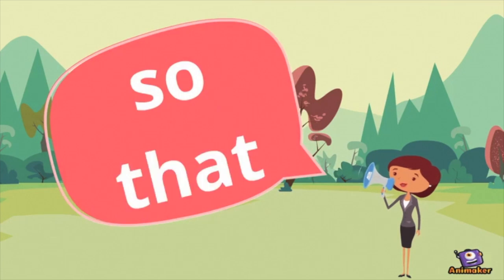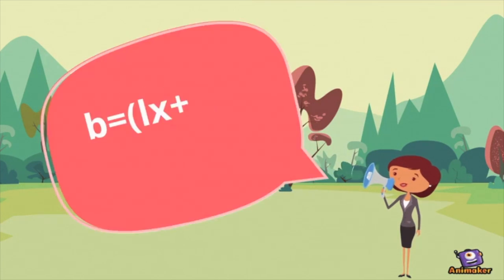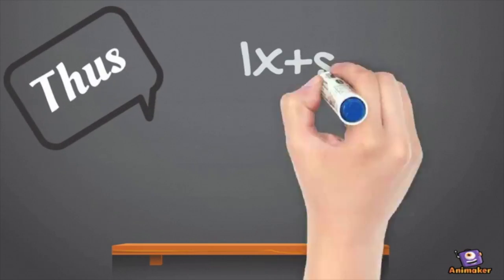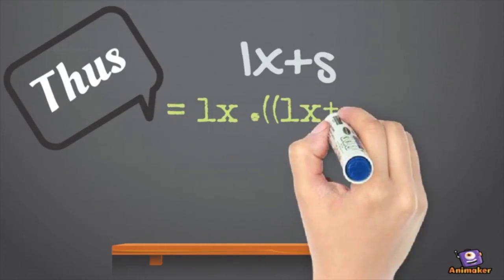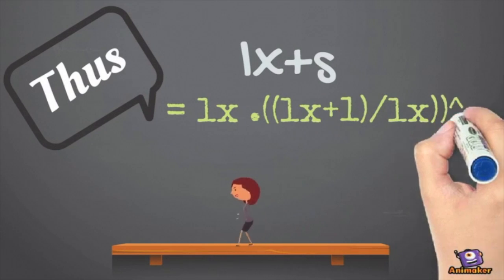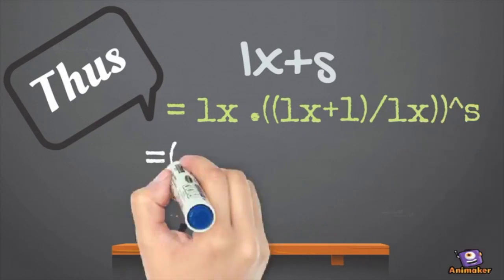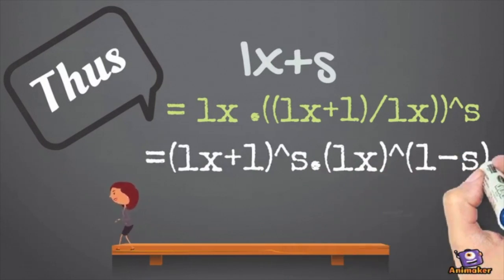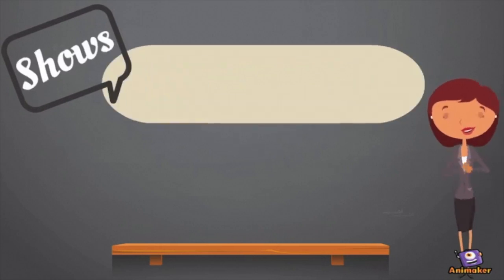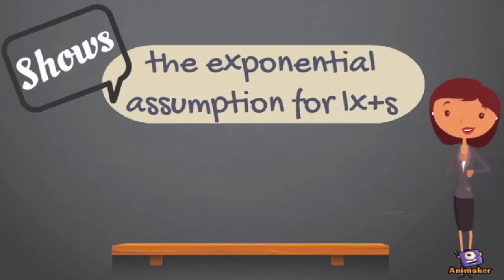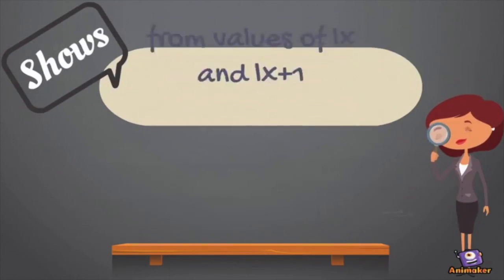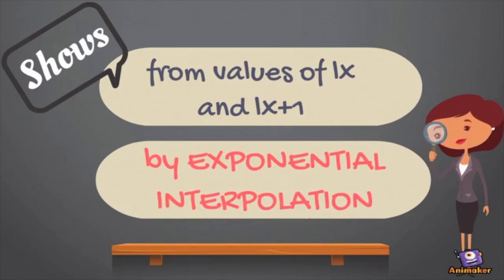So that b is equal to Lx plus 1 over a, and it is equal to Lx plus 1 over Lx. Thus, we have Lx plus s equals Lx times Lx plus 1 over Lx to the power of s. And it is equal to Lx plus 1 to the power of s times Lx to the power of 1 minus s. This shows that an exponential assumption for Lx plus s allows us to determine values of Lx plus s from values of Lx and Lx plus 1 by exponential interpolation.